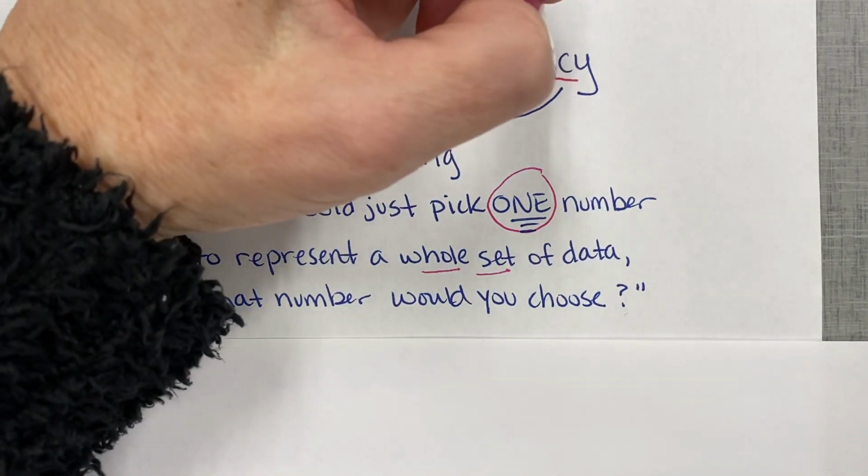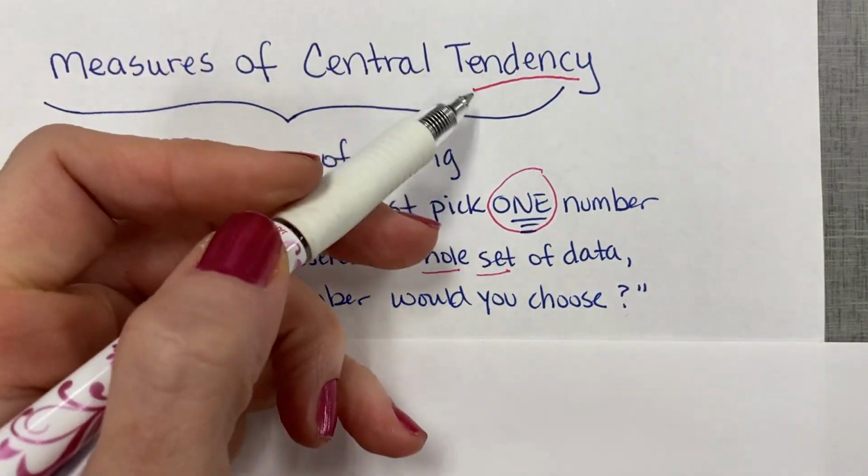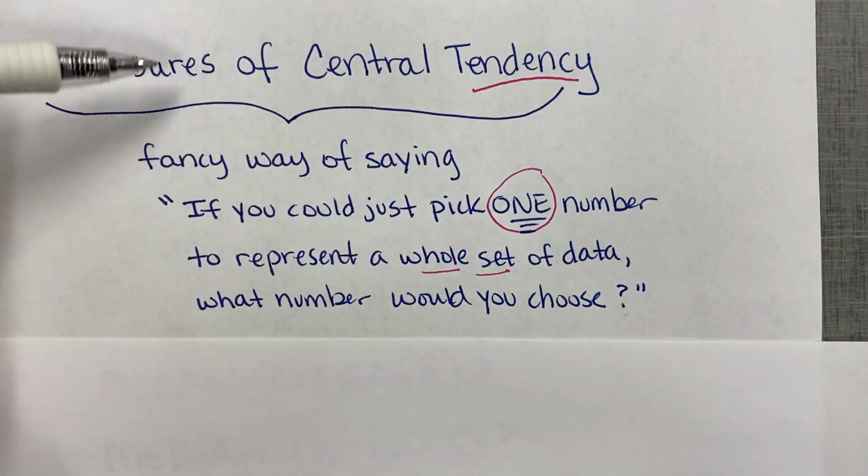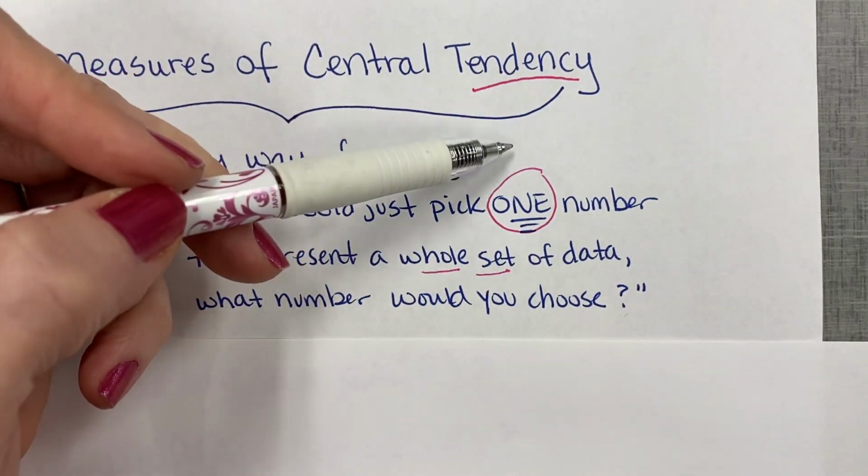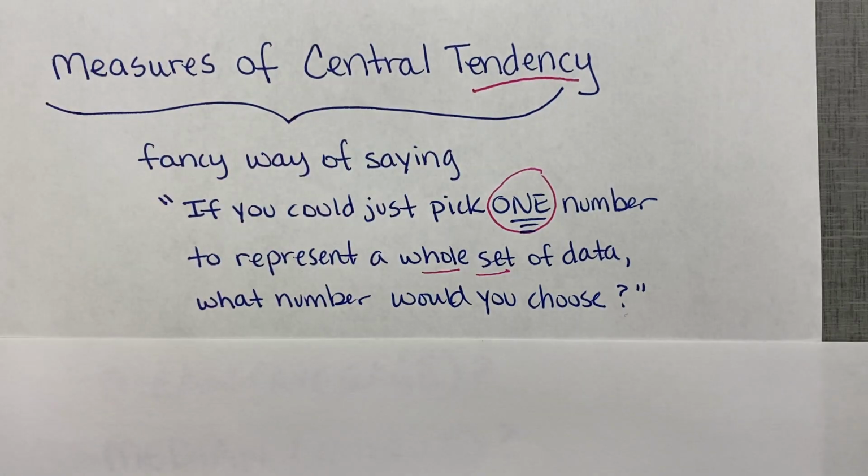Think about what tendency means. Like, what is it leaning toward? What are the tendencies of your data? What is your data leaning toward? What's one number that represents it?